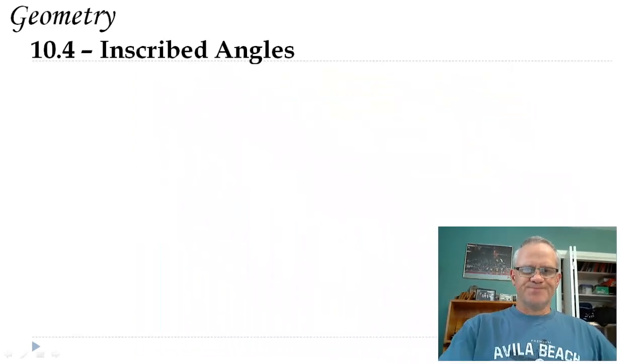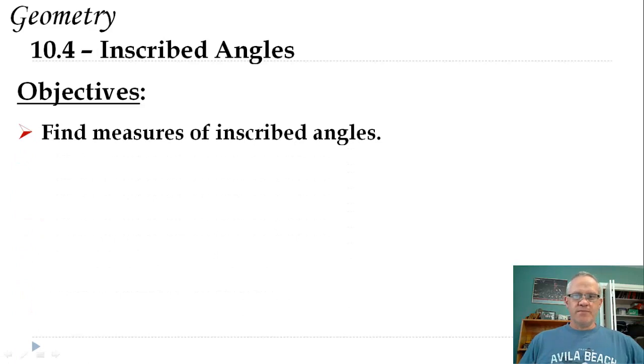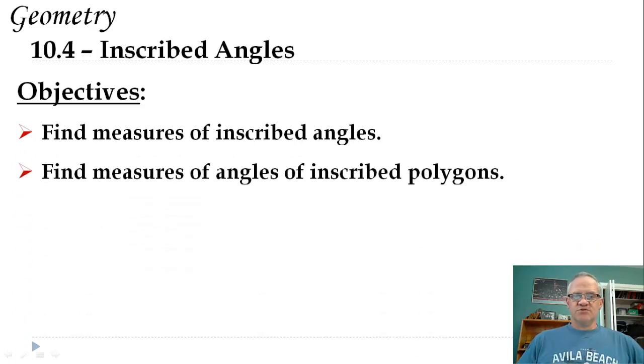We're in chapter 10 today. Chapter 10, section 4. We're going to talk about inscribed angles. We've talked about inscribed polygons, I think a couple sections ago, so we're going to talk some more about inscribed angles. Our objectives today: we want to find the measures of inscribed angles and find the measures of angles of inscribed polygons.